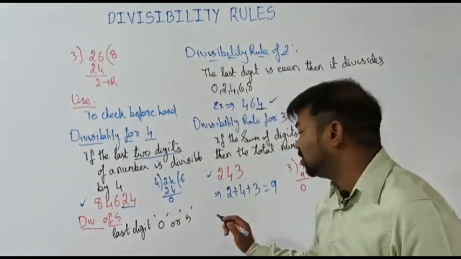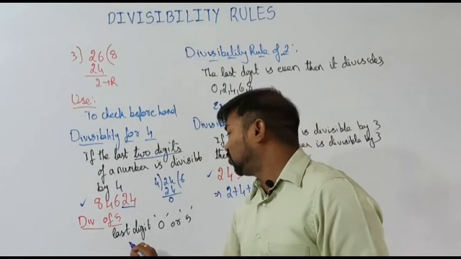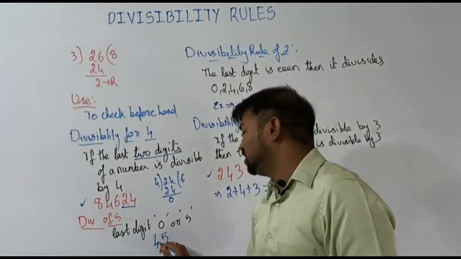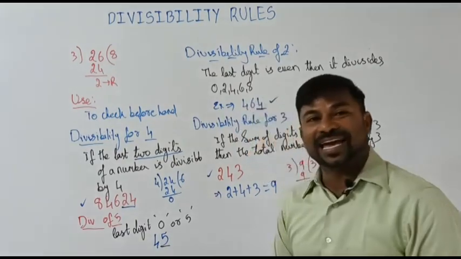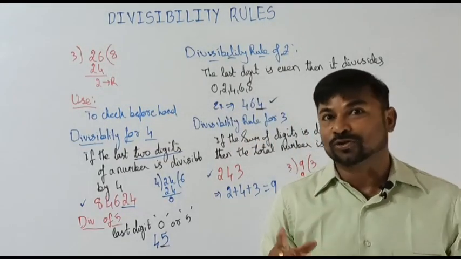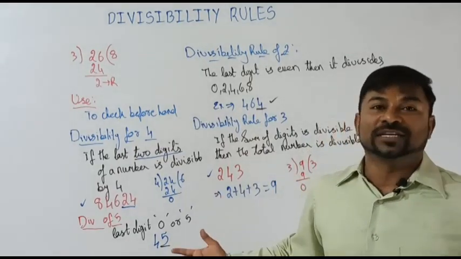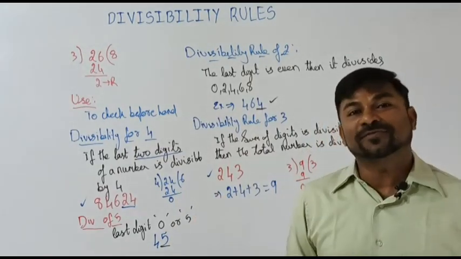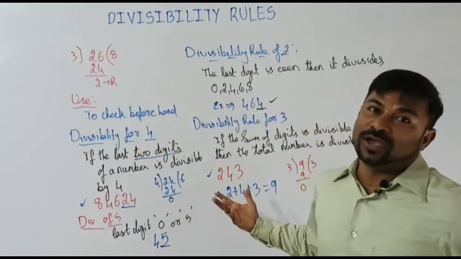Let us check it out. I will take an example of something like 45. Is 45 divisible? Let us check. Which is the last digit? The last digit is 5. So, as I just said, by looking at that, you can straight away say yes, it is divisible by 5. Why? Because the last digit is either 0 or 5.